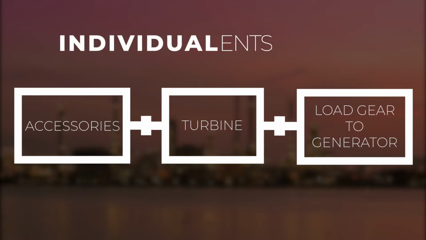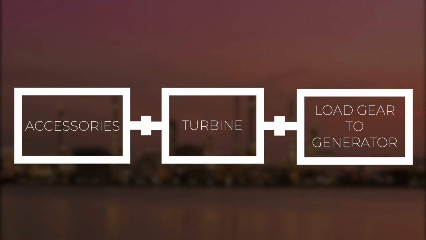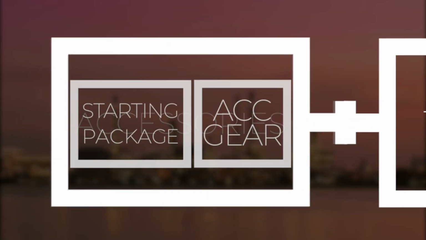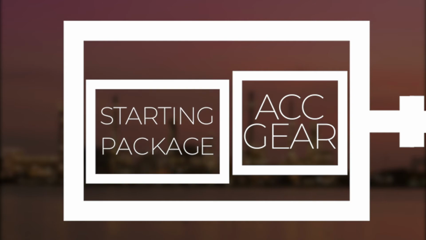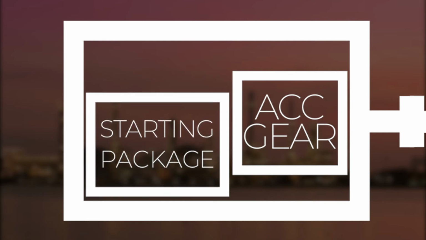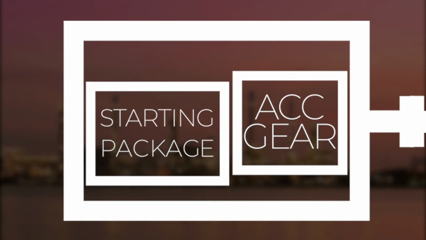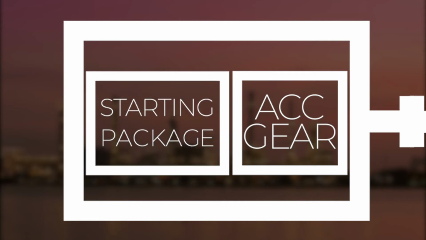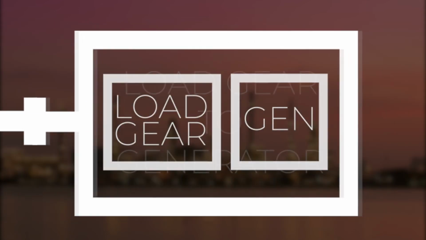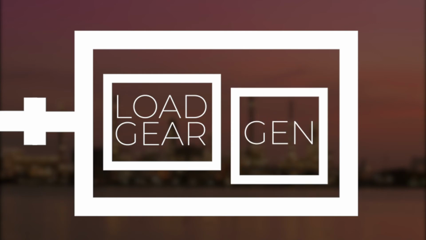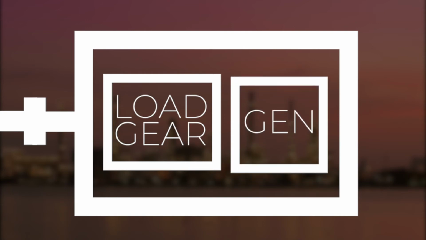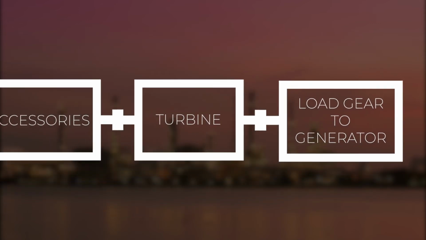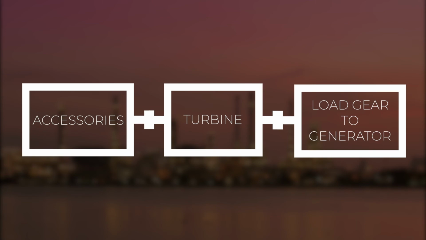We can now align the components on the individual skids to each other. Nothing has to be done to the turbine because the turbine is the only element on the skid. On the accessory skid, we will line up the starting motor to the accessory gear and then line up the lube oil pump to the accessory gear if there is one. On the load gear to generator skid, we will line up the generator to the load gear. Once these alignments are done, the entire machine train alignment is complete.